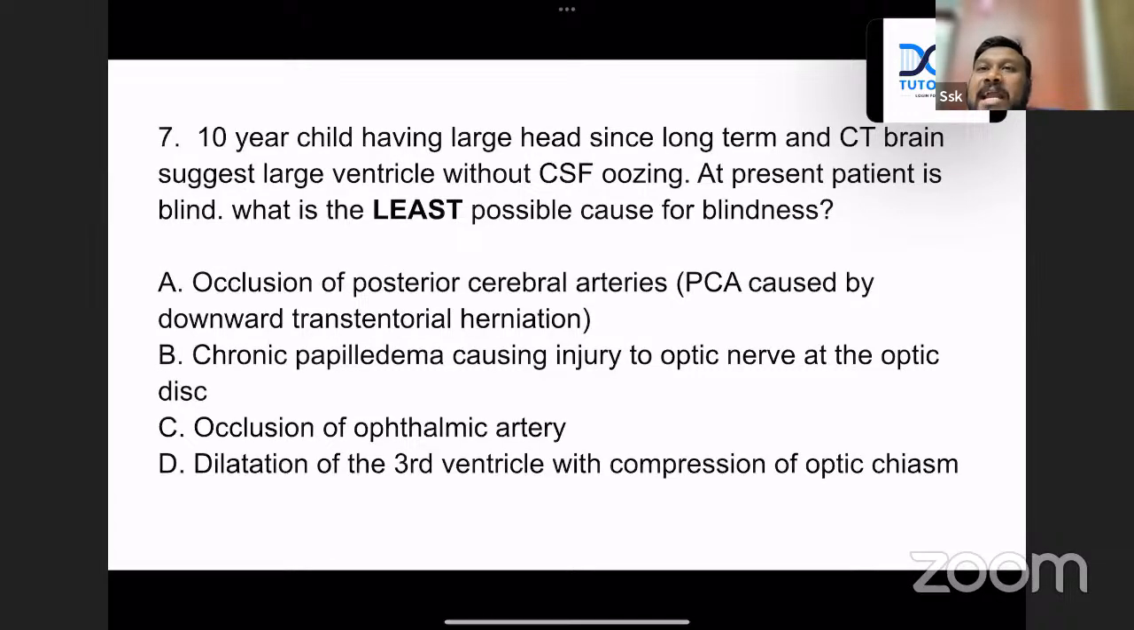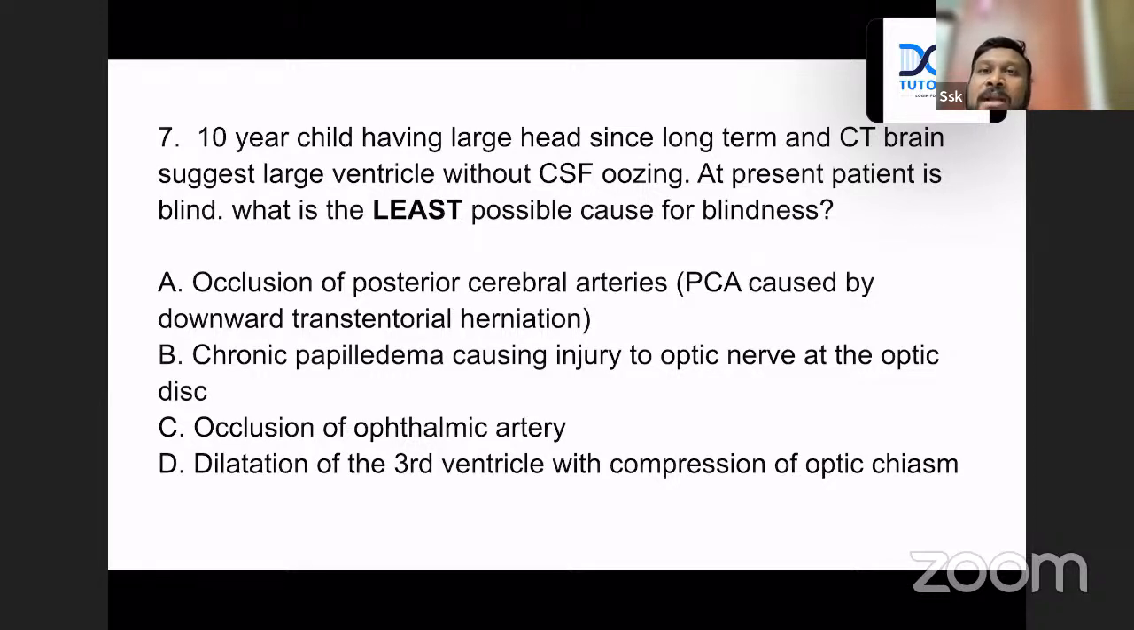A 10-year-old child has had a large head for a very long time, and the CT brain suggests large lateral ventricles without CSF oozing. At present, the patient is blind. So what is the least possible cause of blindness? Hydrocephalus can cause blindness.